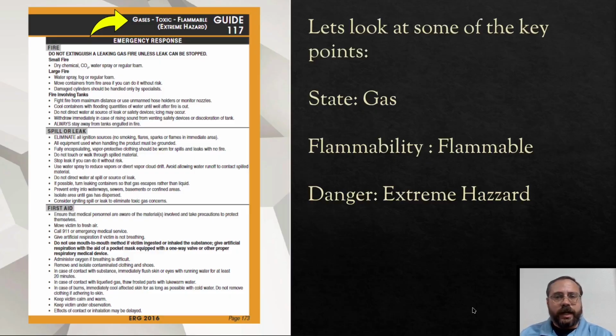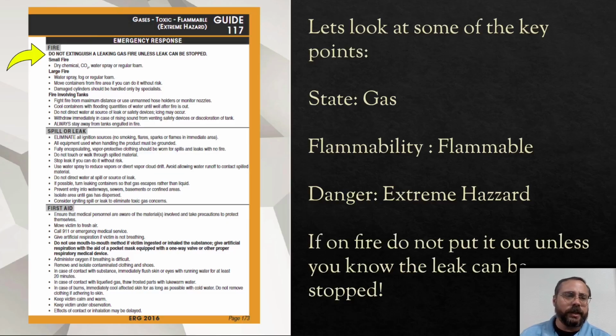Let's take a look at guide page 117 and see what it has to offer. The first thing that we see at the very top is gases, toxic, flammable, but then directly underneath that, extreme hazard. And the words extreme hazard should give you pause. They don't use that terminology very often, and usually when they do, it's because they mean it.